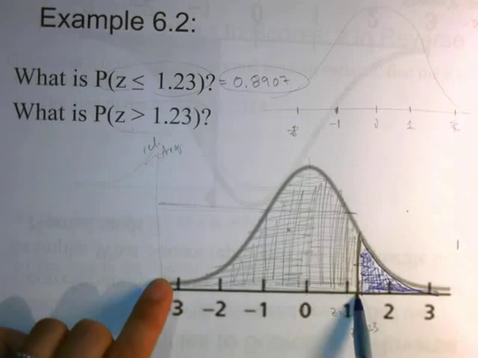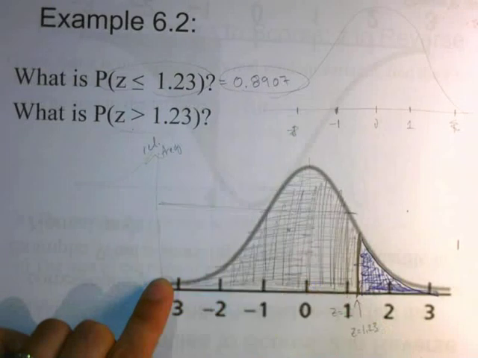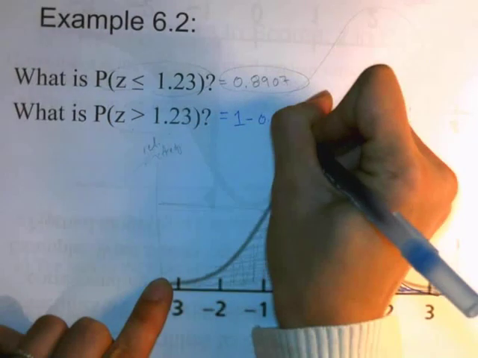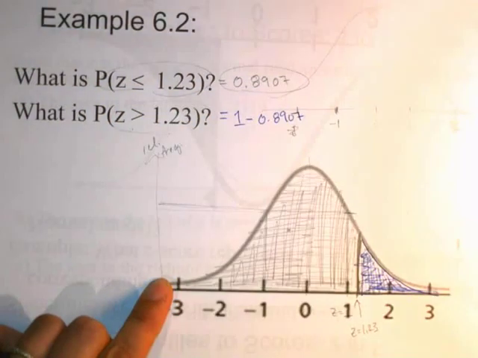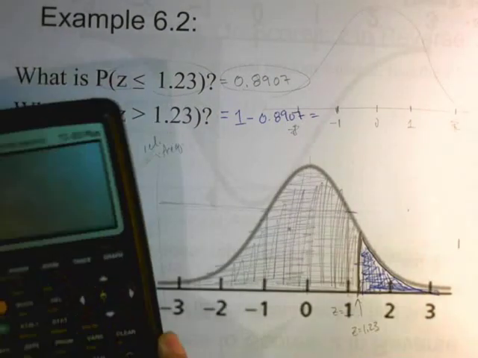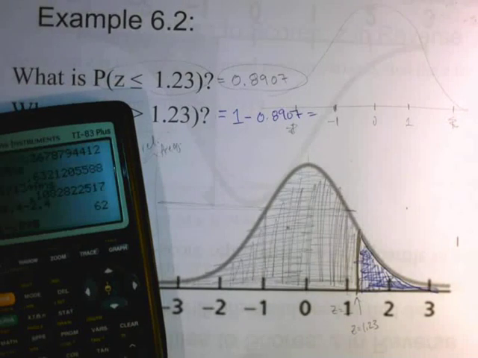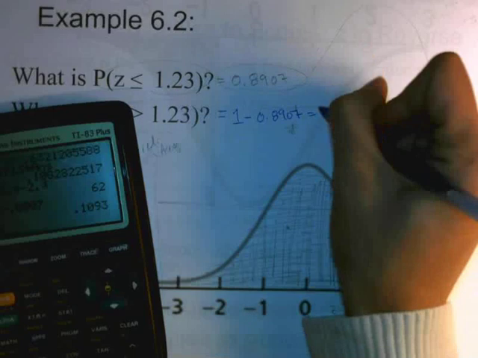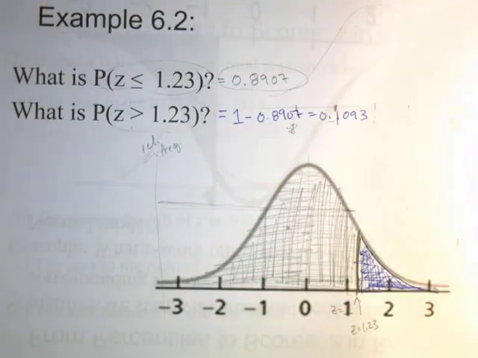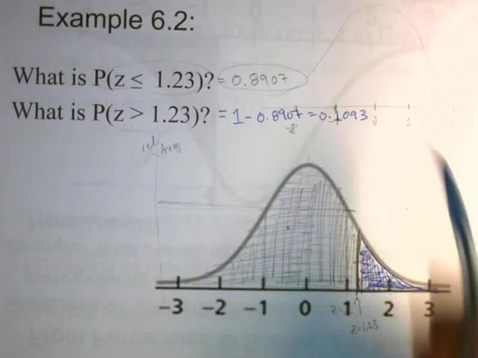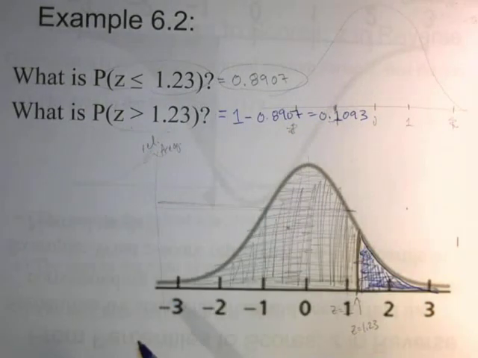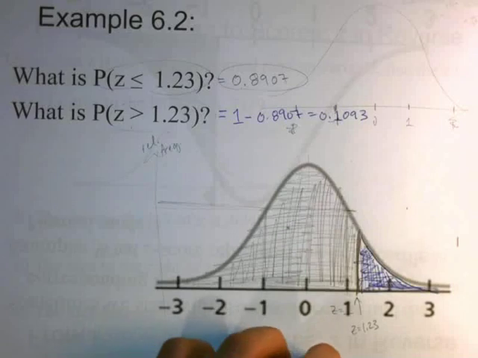The area under the entire curve is 1, and the area under this portion of the curve is 0.8907. So the area to the right is 1 minus 0.8907, and that gives me 0.1093. So there's about an 11% chance that a random z value, if picked, would be greater than 1.23, and about an 89% chance that it would be less than that number.